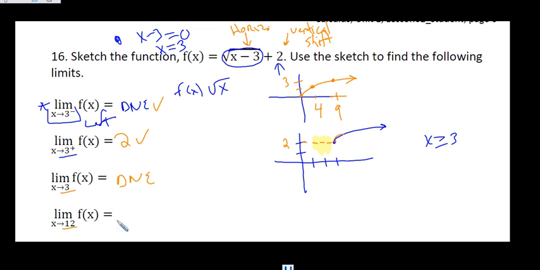And what about the limit as x approaches 12? Well, let's just do a direct substitution. So we would have square root of 12 minus 3 plus 2, and we will get square root of 9 plus 2. So the limit as x approaches 12 is going to be 3 plus 2, or 5. So this is just mainly a review of how to sketch a square root function.